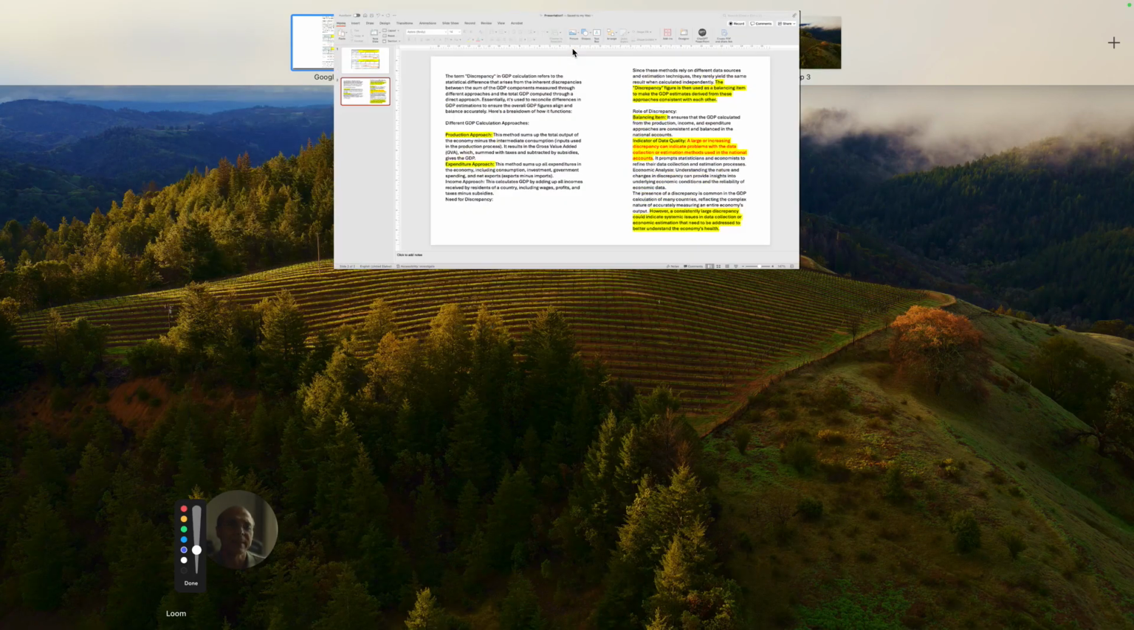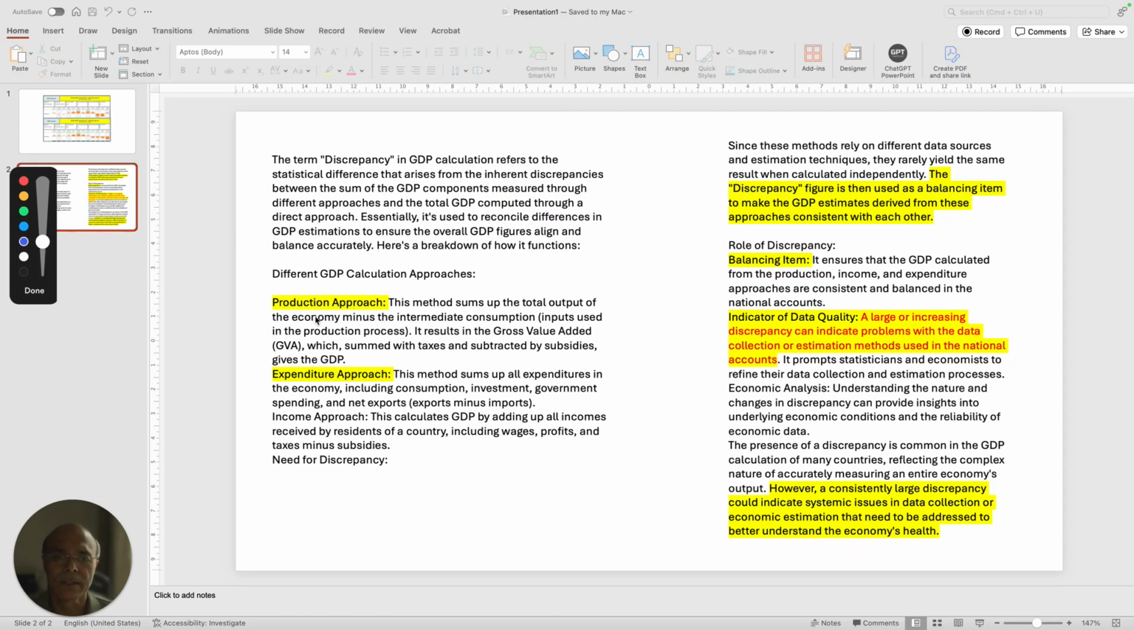So what I have done is I have captured this in this PowerPoint slide. So the different GDP calculation approaches, which are the production approach and the expenditure approach, which I already showed you, the GVA and the GDP, these have to be balanced, and the role of discrepancy is balancing these items. Now, what you do to balance this item may result in larger volatility, and if they are not correlated with each other as regards GDP current and GDP real, nominal versus real GDP, then it becomes an indicator of data quality.